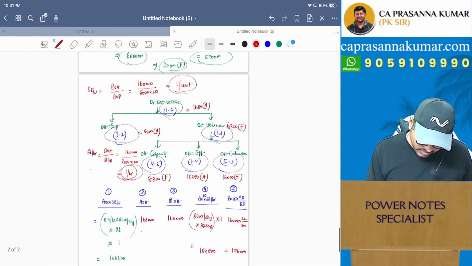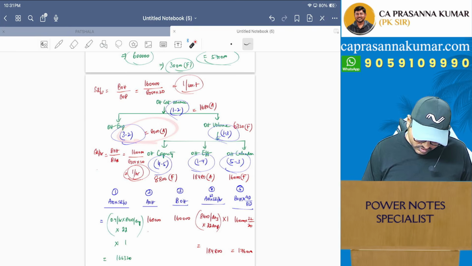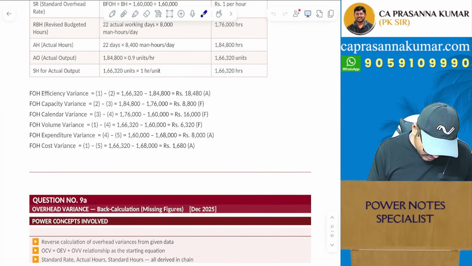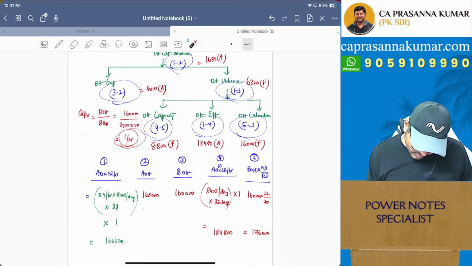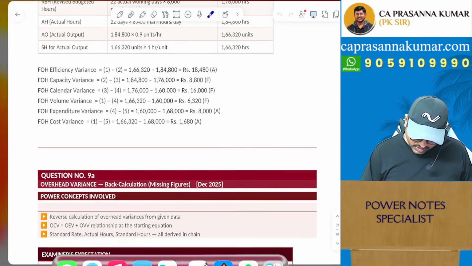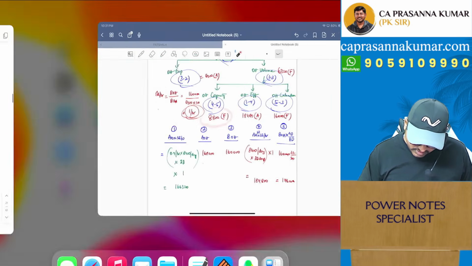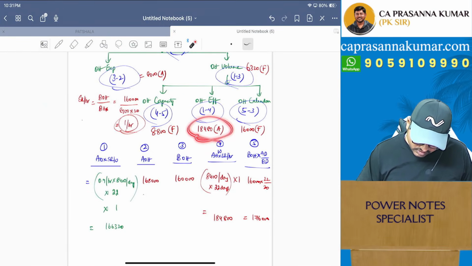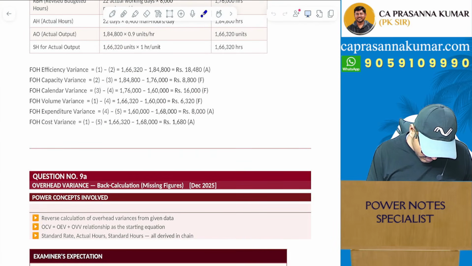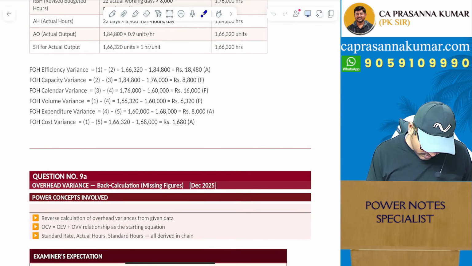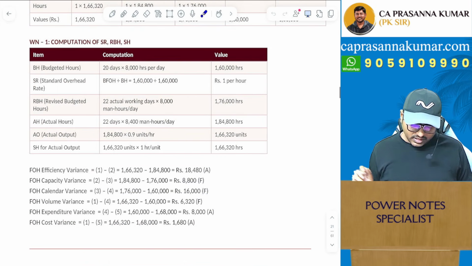So let's check the answers. Expenditure is 8,000 adverse. Volume 320 favorable. Capacity 8,800 favorable. Next, efficiency 18,480 adverse. Correct only. Calendar is 16,000 favorable. That's all. You see that?